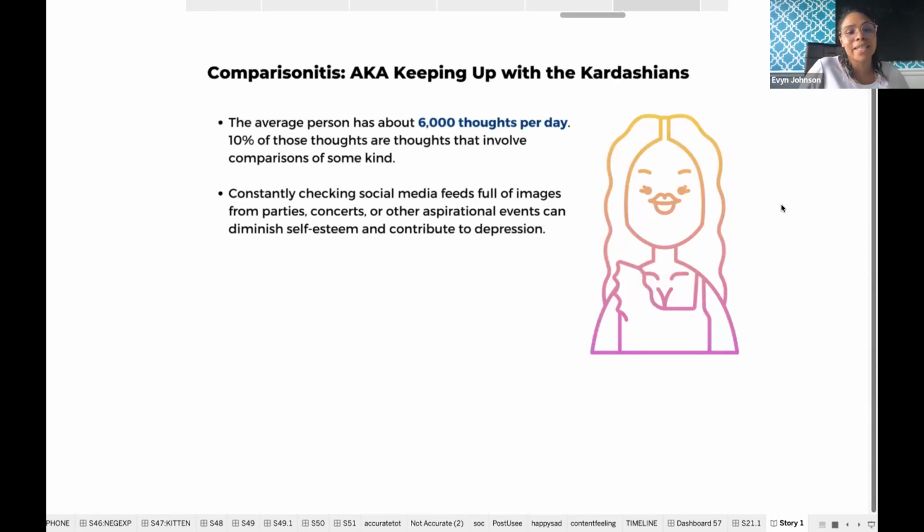Then we're going to talk about comparisonitis, aka keeping up with the Kardashian syndrome. The average person has about 6,000 thoughts per day. 10% of those thoughts involve comparing yourself to someone else or something else. Now, pause. I also wanted to note that there are other factors that lead to people suffering from comparisonitis. It is 100% possible to use social media and not have this kind of syndrome happen to you. Constantly checking social media full of images of parties and concerts really is not super helpful for people in terms of comparing themselves to other people.